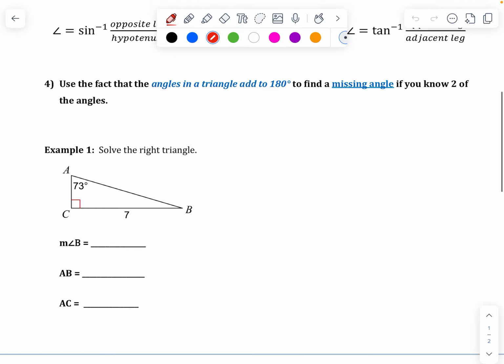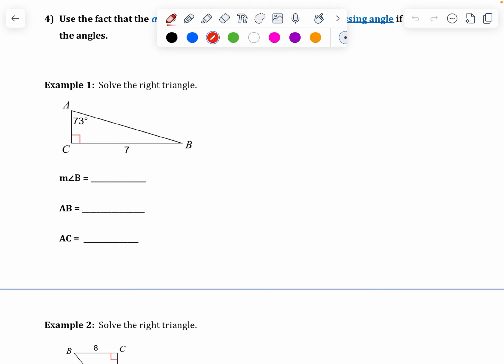If we go down to example 1, you can see that we know two angles. Angle A is 73 degrees, and angle C is 90 degrees because there's a box in the corner. What we don't know is angle B. If you study the sides, one of the sides is 7, but there are two sides that we don't know: side AC and side AB. To solve a right triangle means to solve for the one missing angle and the two missing sides.